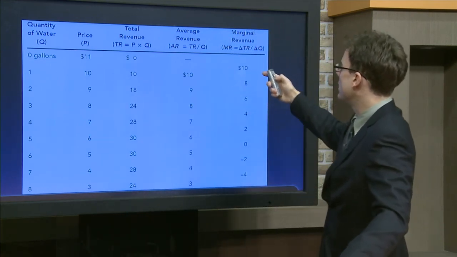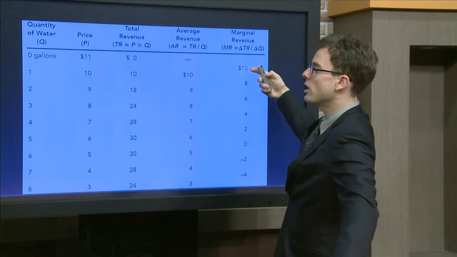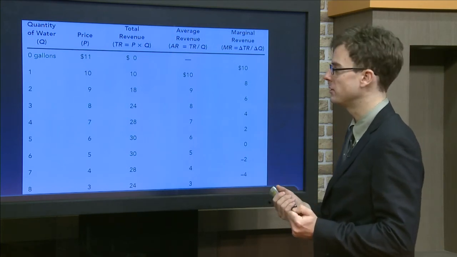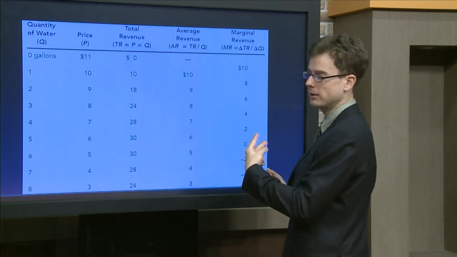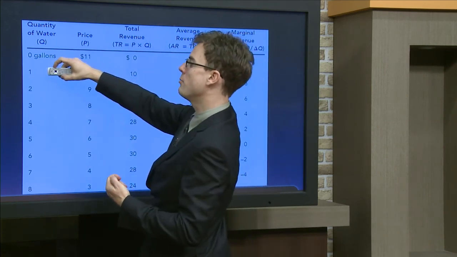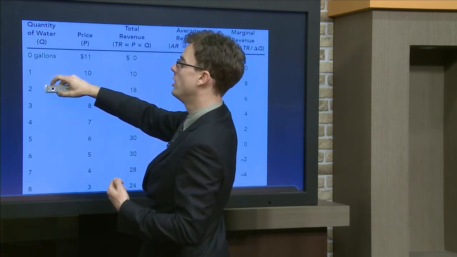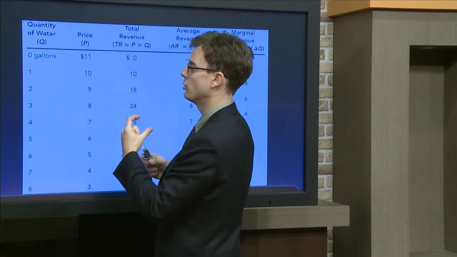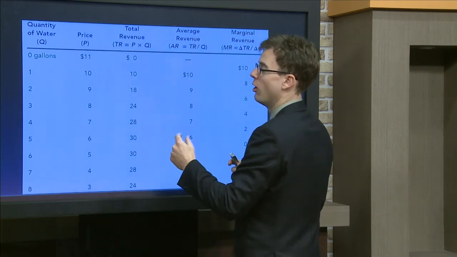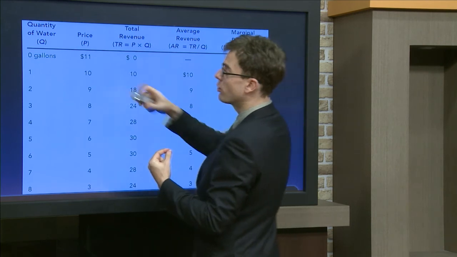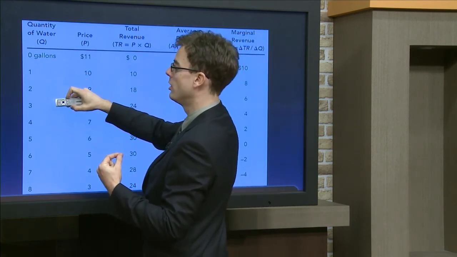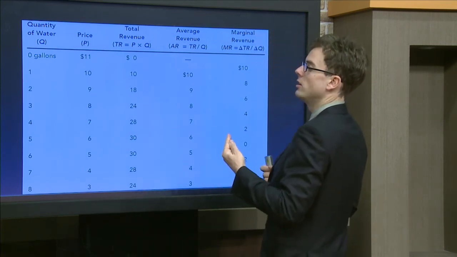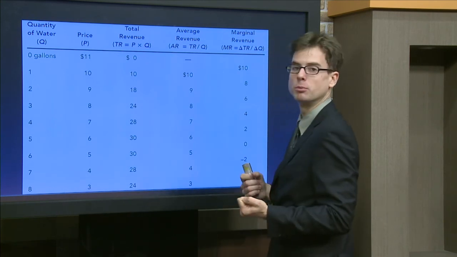And the intuition here is that whenever the company produces one more unit of output, there are two effects on the revenues of the monopolist: the output effect and the price effect. The output effect is that when the company sells one more unit of water, it gets to collect one more price for the additional unit. On the other hand, there is a price effect, because in order to sell an additional unit of water, the company has to decrease the price in the market, and it has to decrease the price for all existing consumers.